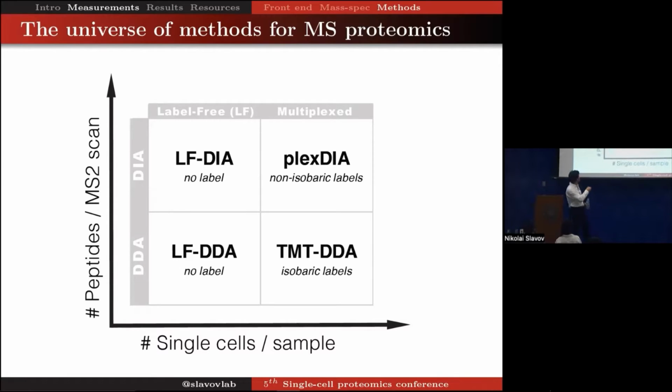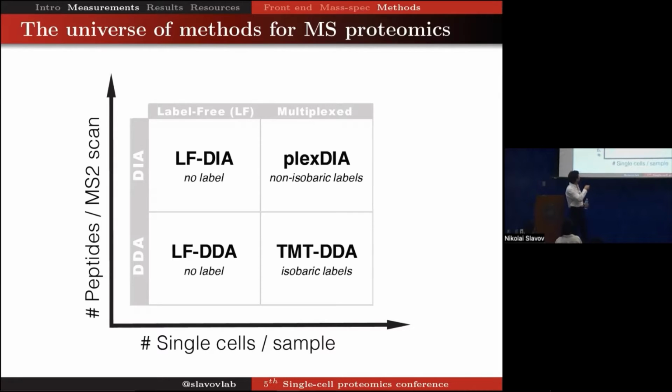And if we don't use labels, if we don't label the peptides, then we have the label-free methods that can either analyze one peptide at a time, so each feature is isolated one at a time, fragmented, and the spectra analyzed. And this has the advantage that the MS2 spectra is simpler.